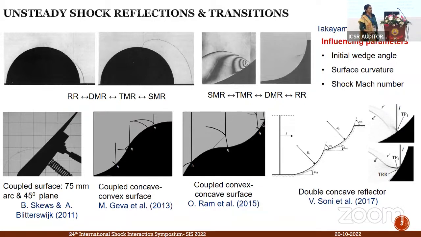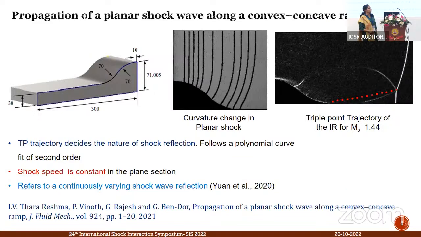Now, there was another study by Soni and Hajjaj, where they used double concave reflectors and studied the shock transition in each of these reflectors. So all these cases were considering a shock wave which was moving above the surface in the upward direction. In the objective of our previous study, we considered understanding what happens if a shock wave is trying to move downward of a geometry. So we used the same geometry of Ram et al.